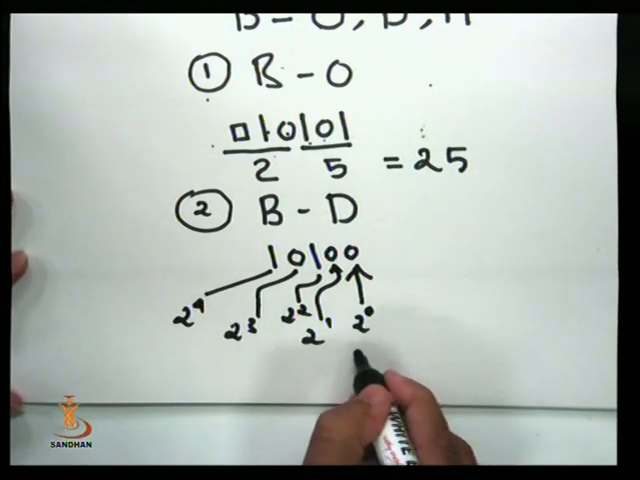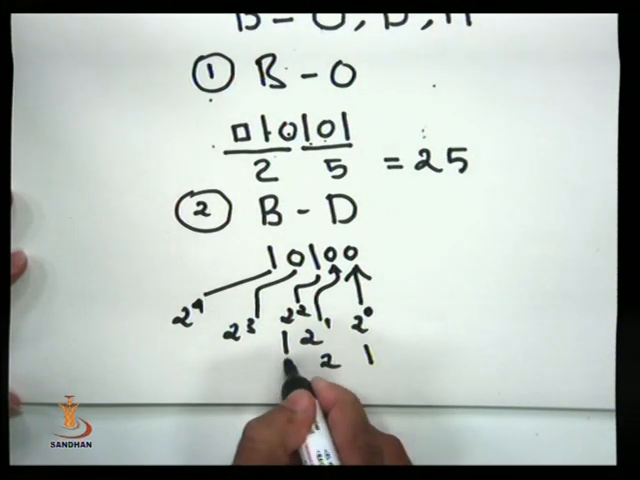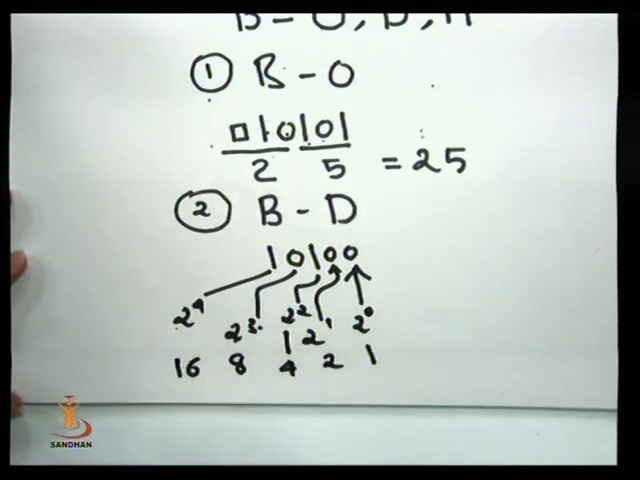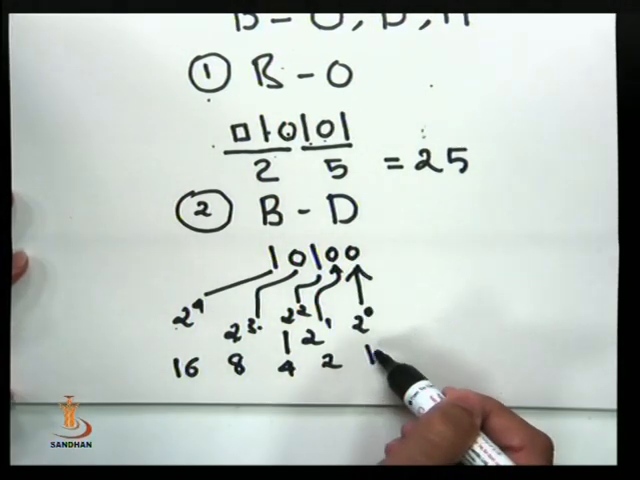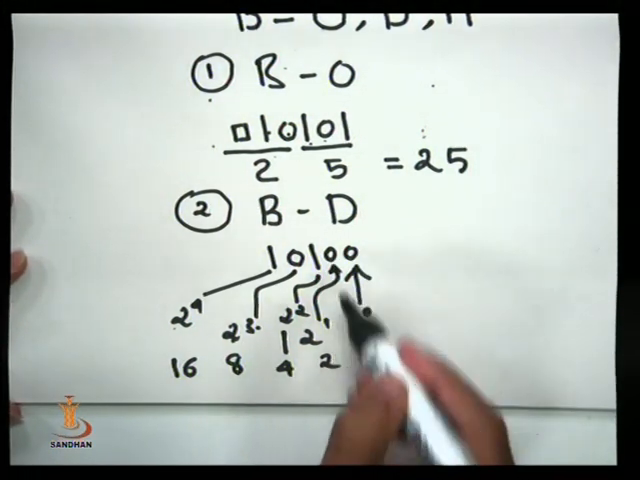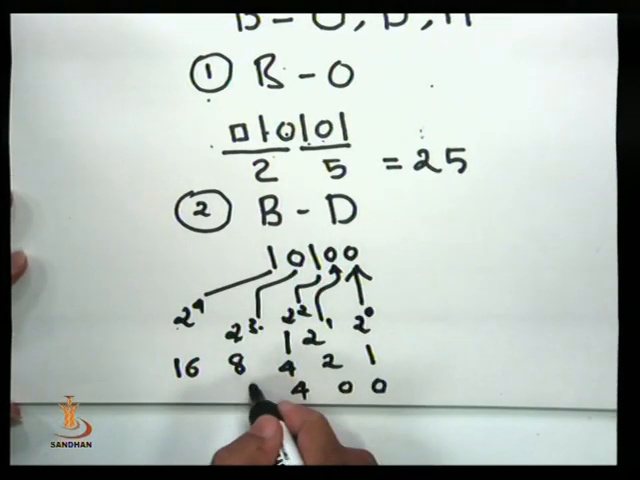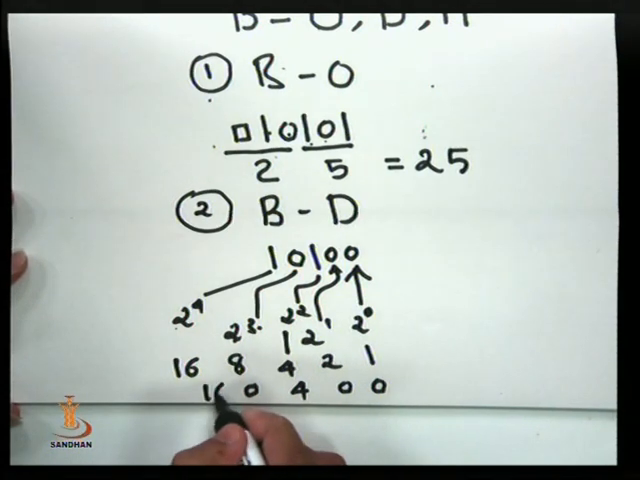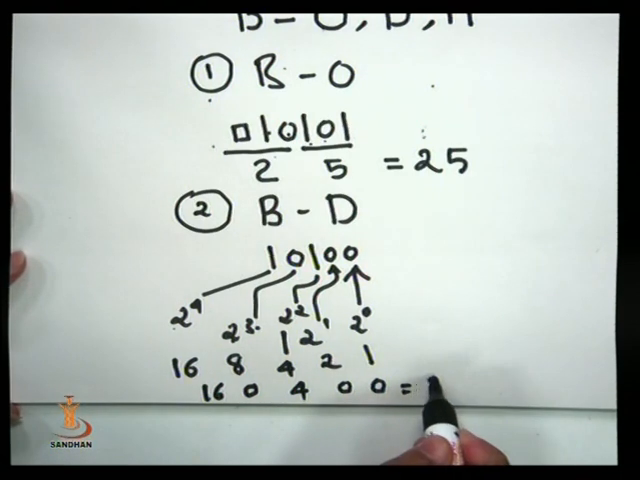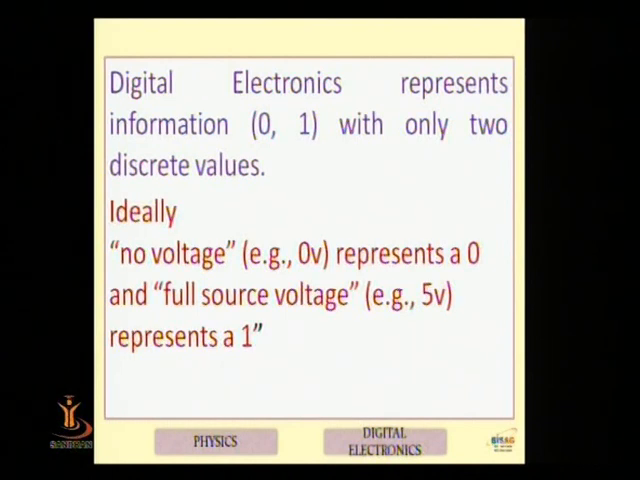2 raised to 0 is 1, 2 raised to 1 is 2, 2 raised to 2 is 4, 2 raised to 3 is 8, and 2 raised to 4 is 16. So here we multiply: 1 with 0 gives 0, 2 with 0 gives 0, 4 into 1 gives 4, 8 into 0 is 0, and 16 into 1 is 16. Adding 16 and 4, we get 20. So 20 is the equivalent decimal of 10100.